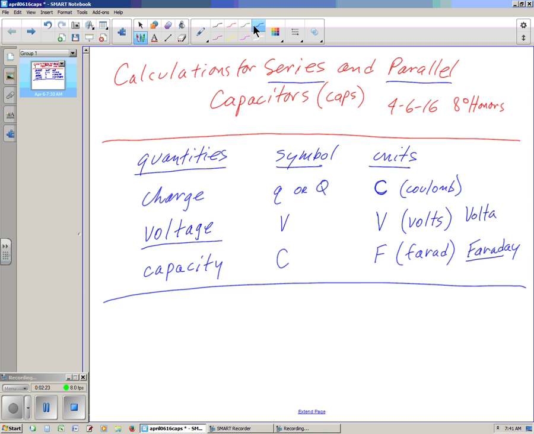Okay, so first we're going to find the charge on a single capacitor in a circuit. Then we're going to do two capacitors in parallel, and finally we're going to do two capacitors in series. So let's get started then with our first one. That would be the single capacitor in a circuit.